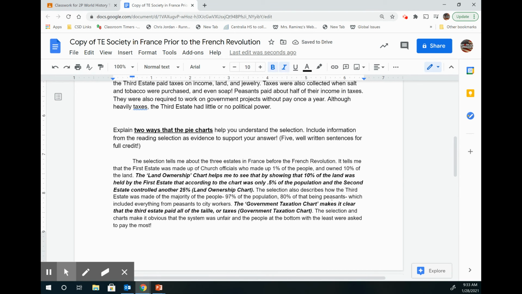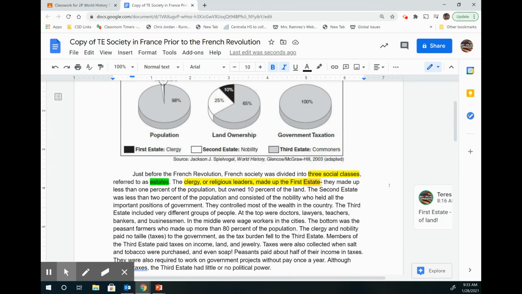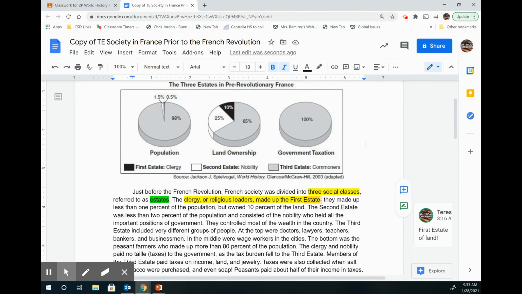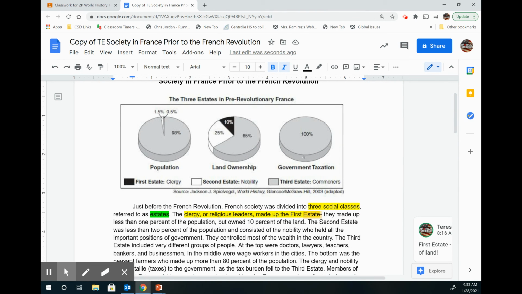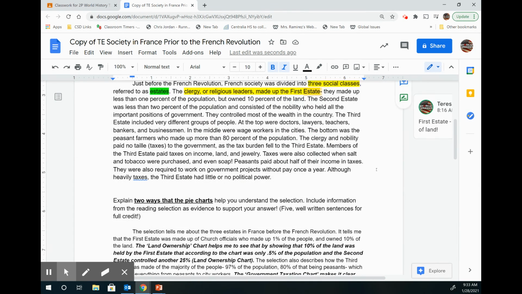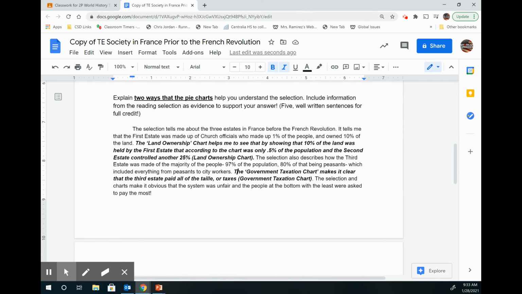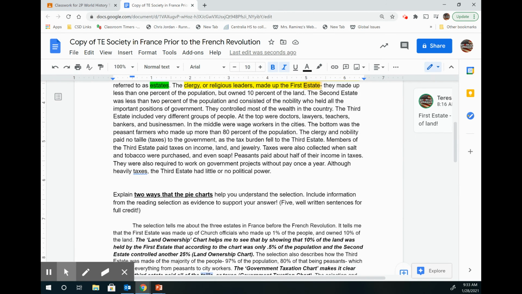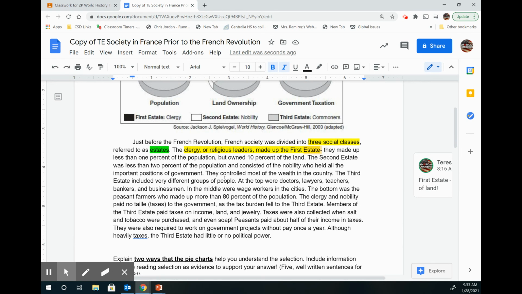And then I'm going to use another piece of the chart, the government taxation, because here is where the big inequities come. The third estate paid 100% of the government's taxes. So the government taxation chart makes it clear that the third estate paid all of the taille, or taxes. And by using this word, it demonstrates that I read the text that talked about calling the taxes taille, right there. Okay.